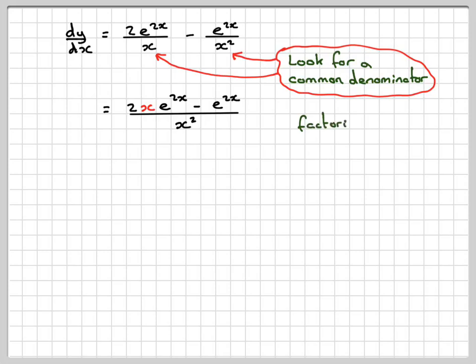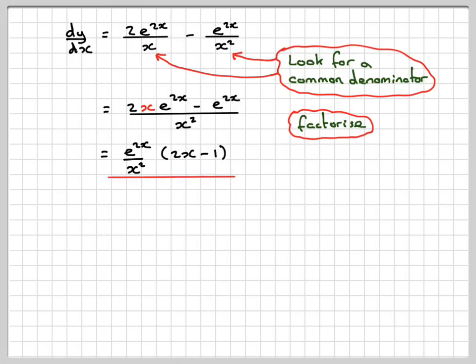Next thing to do is to factorize. So what is a common factor? There's a common factor of e to the 2x in the numerator. The denominator will just be x squared, and we're going to be left with, in brackets, 2x minus 1. And then we could go on to use that if we needed to.